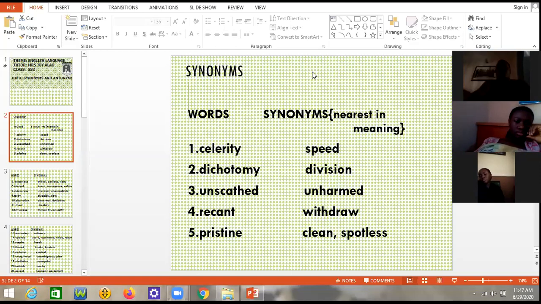Recant. Recant means... let me not say means. If I'm saying means, it means I'm giving you the meaning. Another synonym for recant is withdraw, to withdraw.